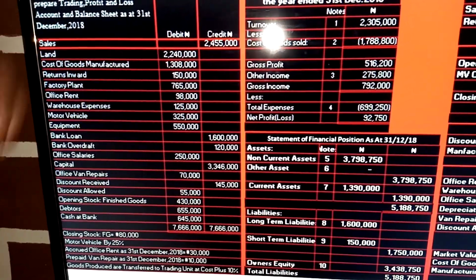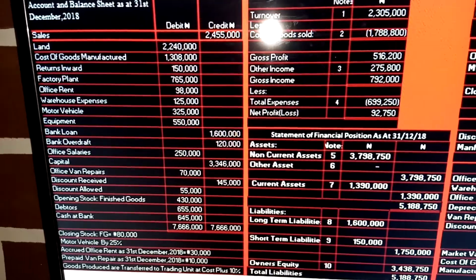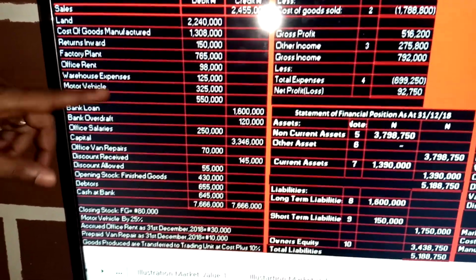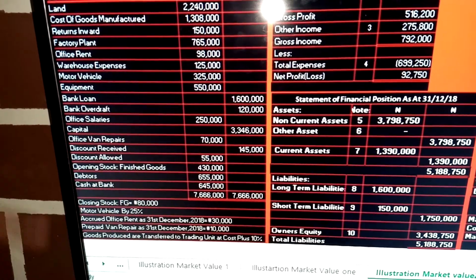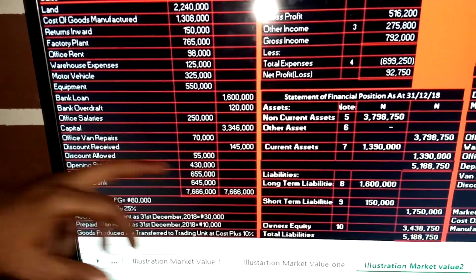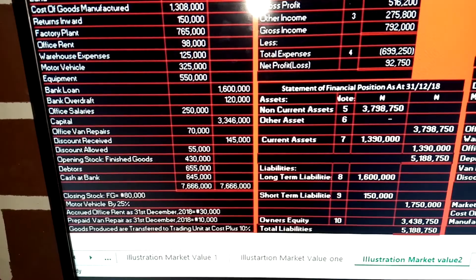Your manufacturing account. Okay. So we have returns inward, factory plant, office rent, warehousing, motor vehicle equipment, bank loan, bank overdraft, office salaries, capital, office van repairs, discount receipt, discount allowed, opening stock of finished goods, debtors, cash in hand. So this is the trial balance.